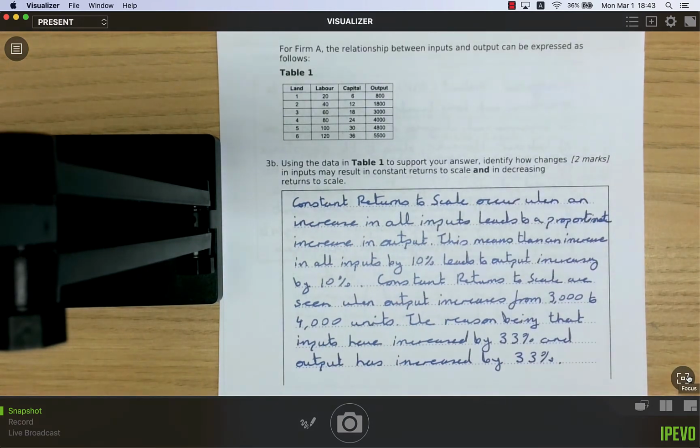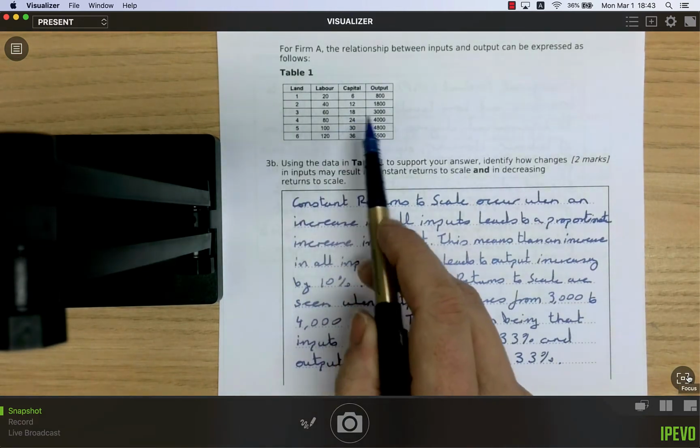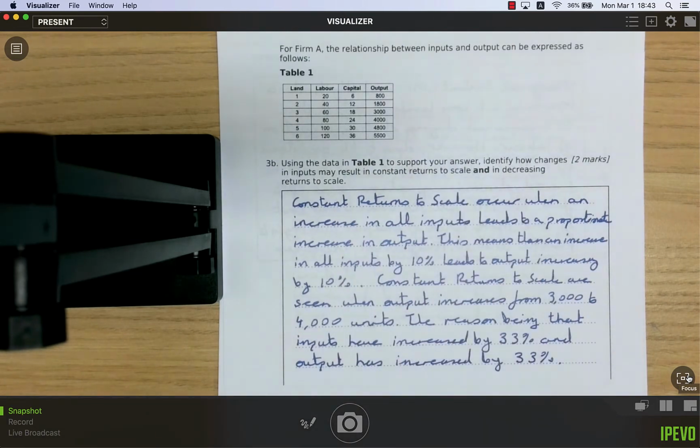So all of the factors of production, obviously you can't measure enterprise in this manner, but all of the factors of production increased by a third, and output increased by a third. So therefore there's constant returns to scale. The reason being that inputs have increased by 33%, and also output has increased by 33%. So that's the first one there, guys.